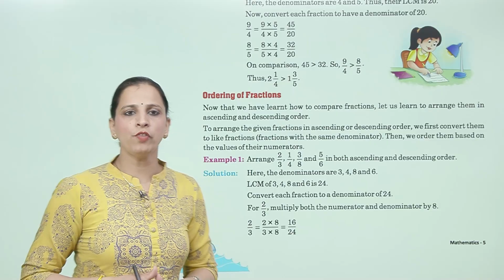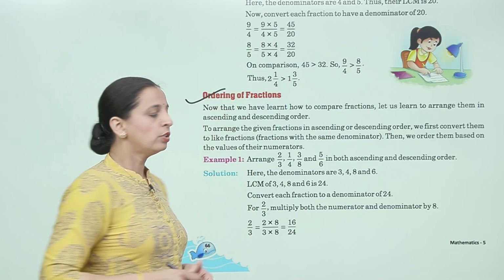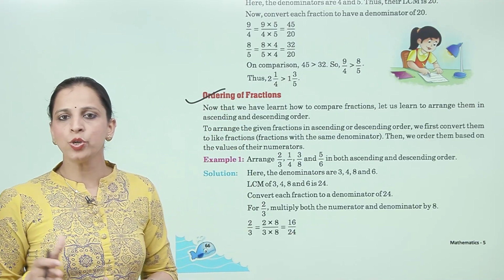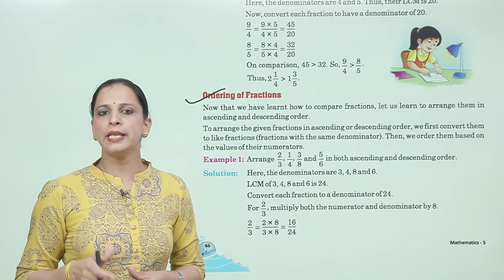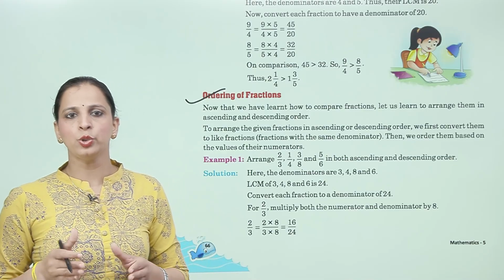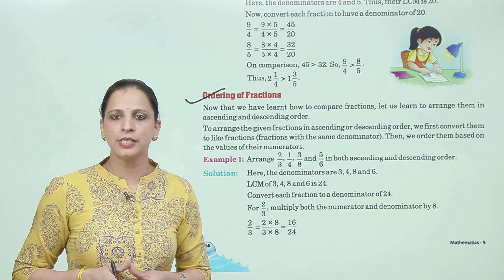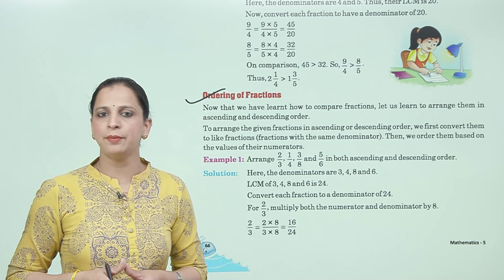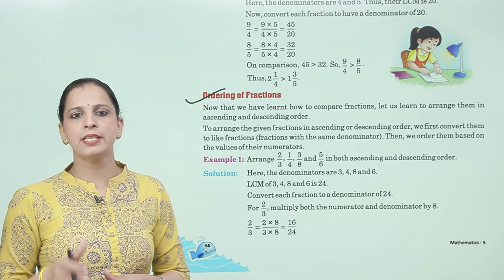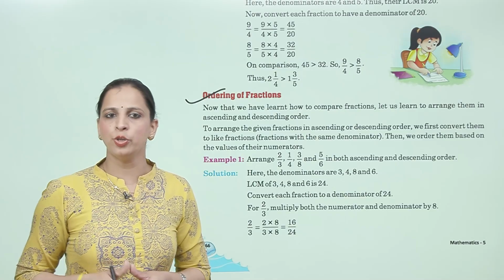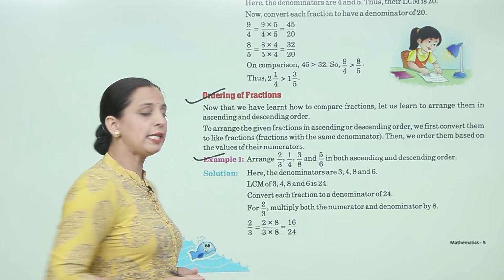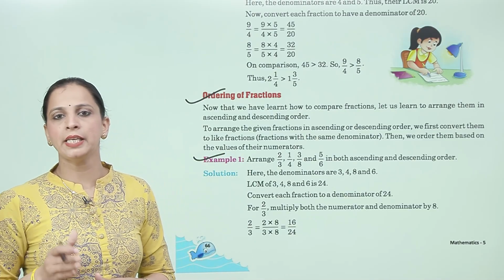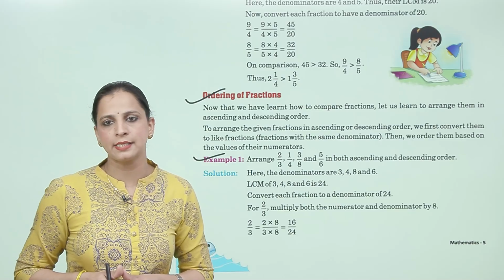Now ordering of fractions. Now that we have learned how to compare fractions, let us learn to arrange them in ascending and descending order. To arrange the given fractions in ascending or descending order, we first convert them to like fractions with the same denominator. Then we order them based on the values of their numerators. Now example 1, arrange 2/3, 1/4, 3/8 and 5/6 in both ascending and descending order.